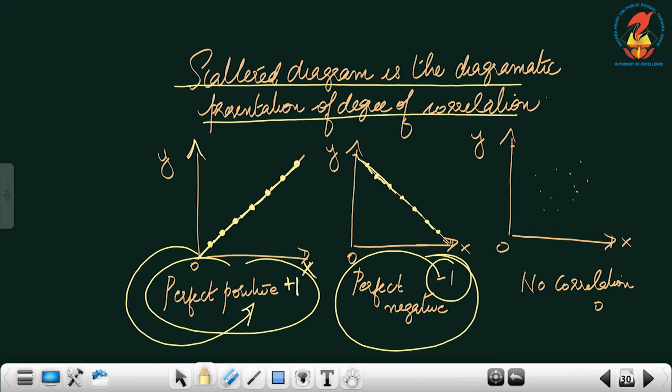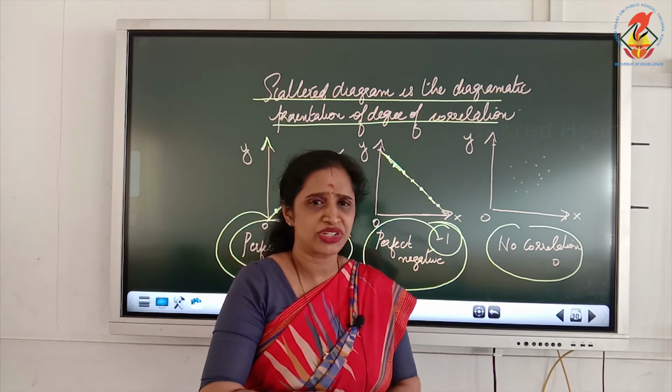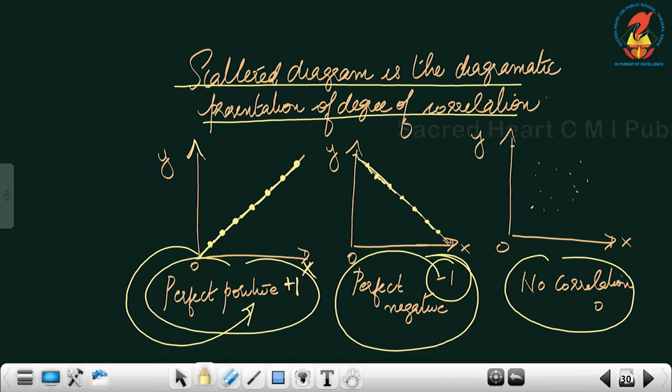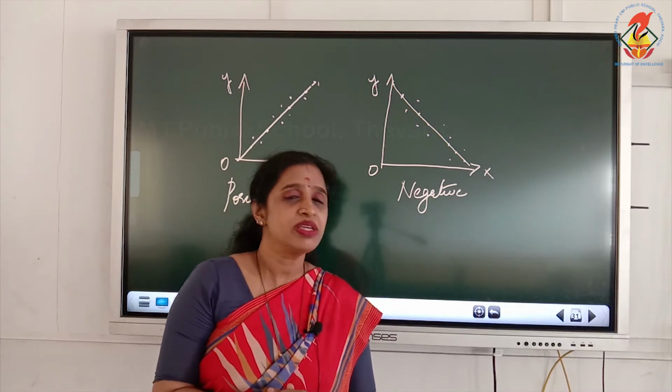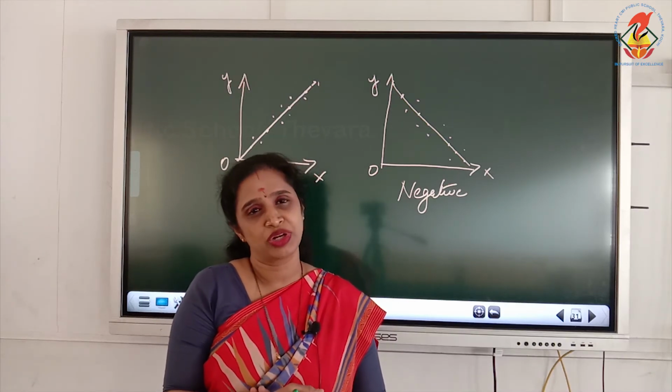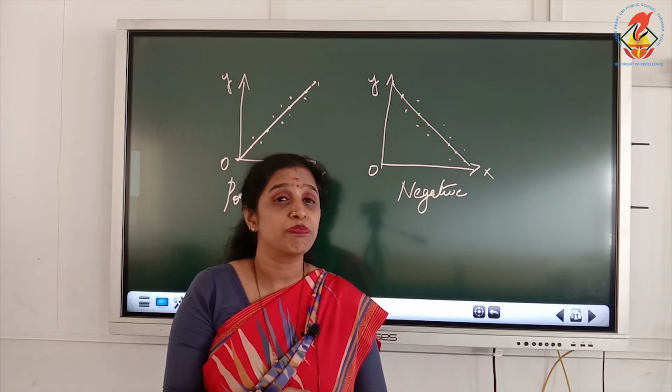Then comes no correlation, the absence of correlation, the next degree of correlation that you learn. No relationship between the variables. In that case it will be like this, no relation, it will be spread here and there. Then comes the next one, positive and negative correlation, which will be represented as a limited degree of correlation. It comes as positive but not perfect.